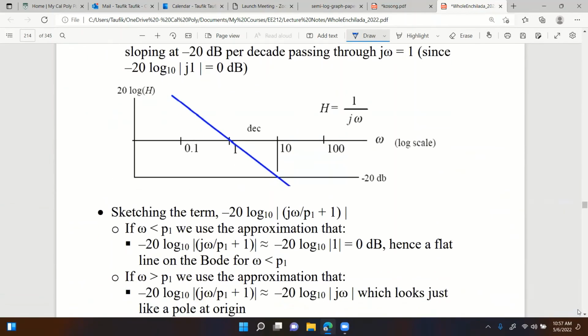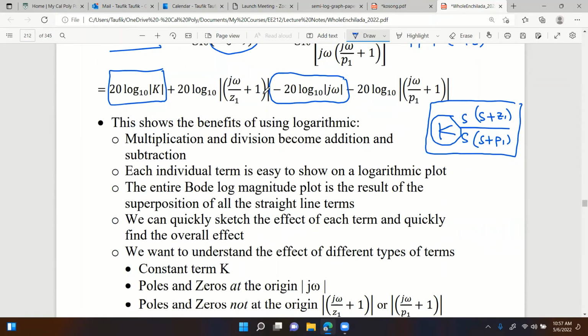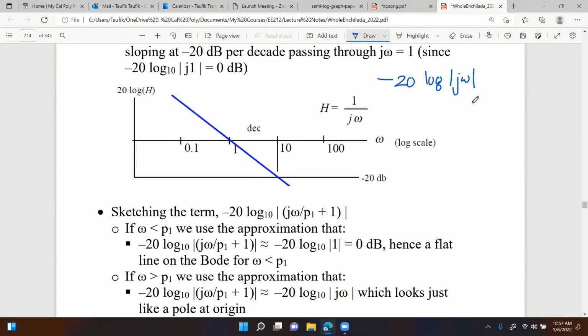Actually, this one. So the term is minus 20 log of j omega, isn't it? Let me go back so you can see the term. So I have to go back here. See the term right there? Minus 20 log of j omega, right? Magnitude of j omega. That's the term we need to sketch, right? So let's go back here. Minus 20 log of j omega. First of all, this is the function we need to plot.